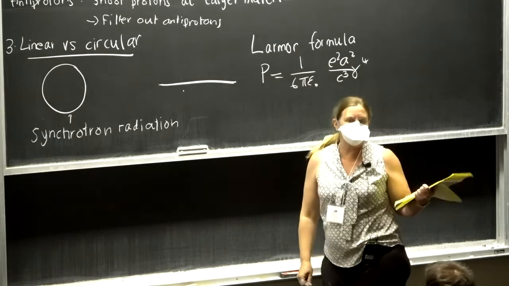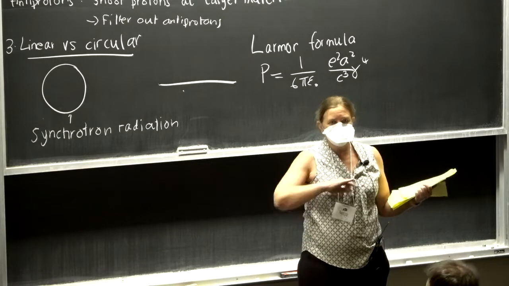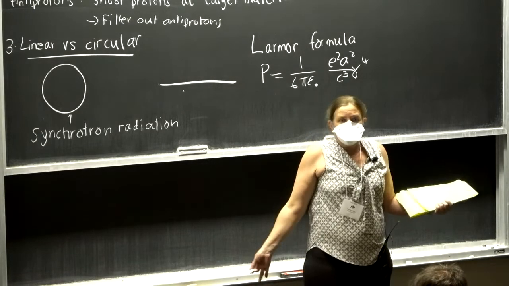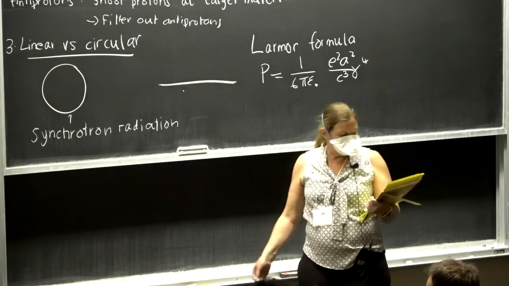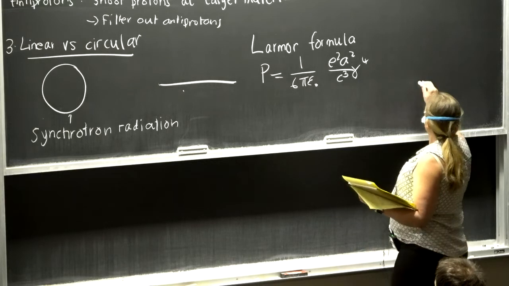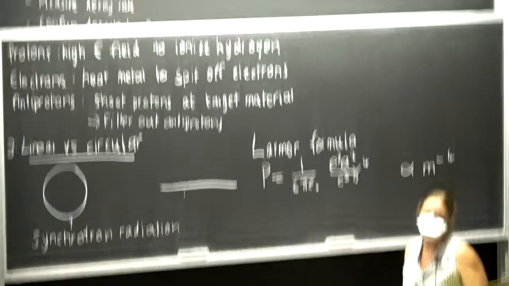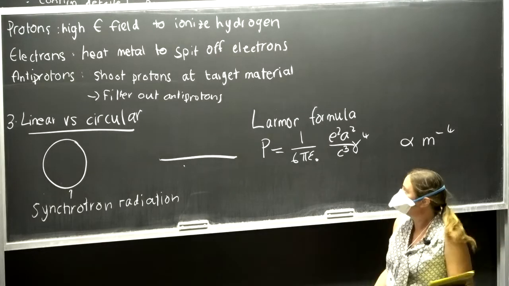This is simply for a charged particle which is accelerating. If we're going around a circle, we're absolutely accelerating, so we're going to radiate, and there's not much we can do about that. That's just basic electromagnetism. And more or less, it ends up being proportional to something like m to the 4 in terms of the dependence.